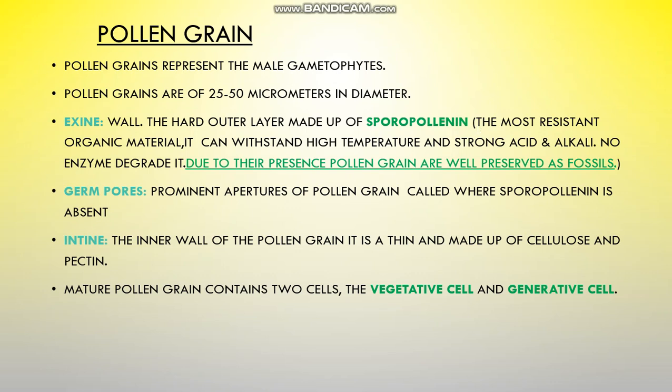Sporopollenin is the most resistant organic material known on Earth. It can withstand high temperature, strong acid, alkali, and there are no enzymes which can degrade it. So it is a highly resistant material. Due to the presence of sporopollenin in their outer wall, they can be well preserved as fossils. This question also comes in exams: why can pollen grains be preserved as fossils? So you have to write the one which is there in the bracket.